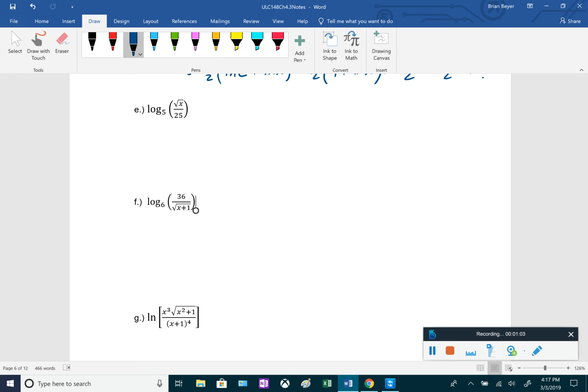Okay, I'll do a couple more here. Log base 5 of square root of x over 25. So let's do the quotient rule first. So it's going to be log base 5 of square root of x minus log base 5 of 25. So log base 5 of the square root of x, that's x to the 1/2. And I'm going to do the power rule for the first term, log base 5 of x to the 1/2. Drop down the 1/2, that's 1/2 log base 5 of x.